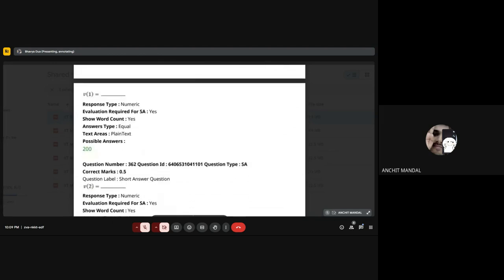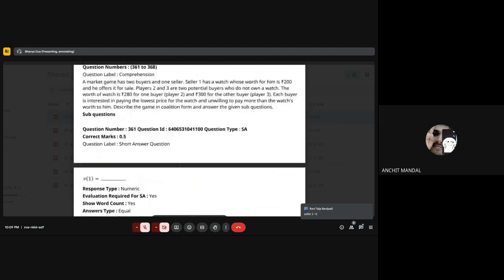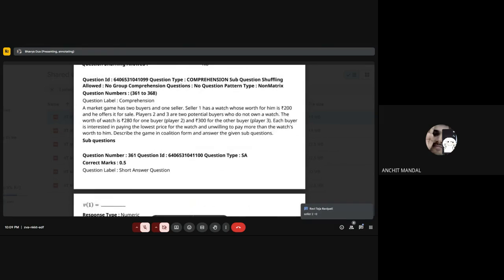Next question is V of 2. What are the values? The buyer who does not own a watch values it at 280. Each buyer is paying the lowest price and not more than the watch's worth, so they will not pay more than 200. But what is the current value that player 2 brings to the table? 280. No, sir. The value of player 2 is 0.